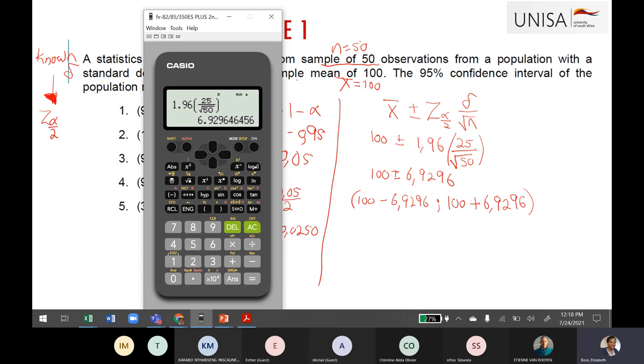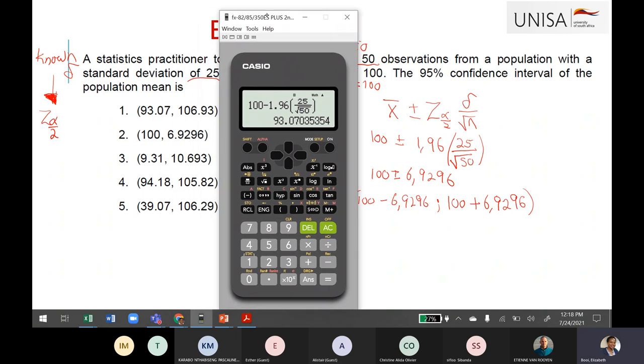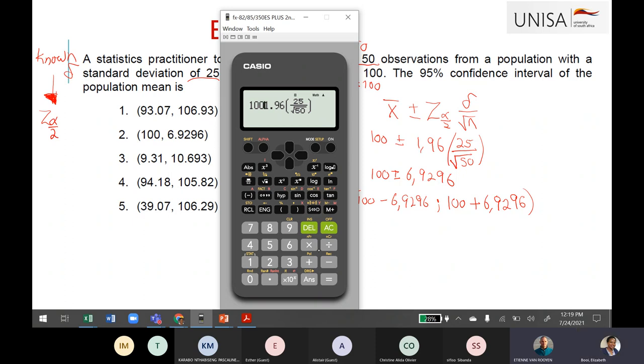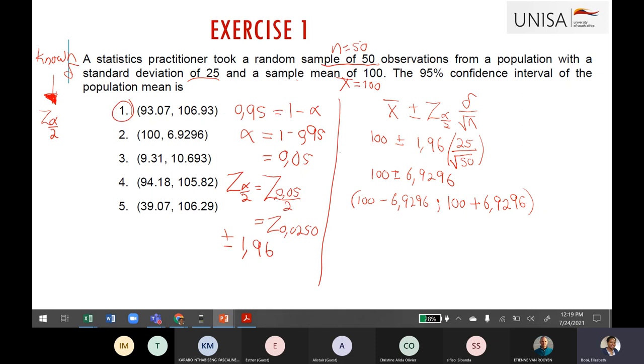Did you do the calculations? I'm lazy to do that. I'm just going to use the formula. Do you also get the same answer as I do? Yeah. Which is 93.07. If I look at the answer, it's in two decimals, so I can also keep two decimals. And if I go to the plus side, you just add to 100, so it's 106.929, and to two decimals, it will be 106.93. Therefore, the answer is option number one.